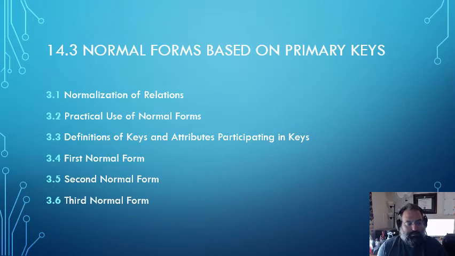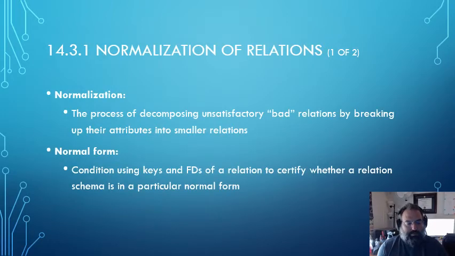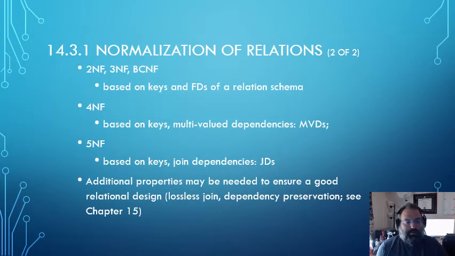3.4, first normal form, second and third. So normalization is the process of decomposing unsatisfactory "bad" relations by breaking up their attributes into smaller relations. Normal form conditions use keys and functional dependencies of a relation to certify whether a relation schema is in a particular normal form.